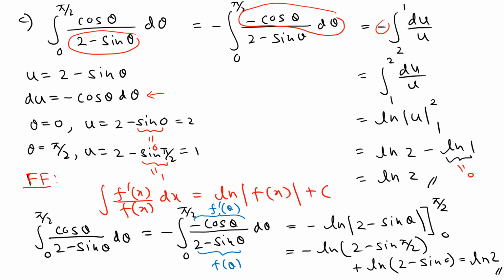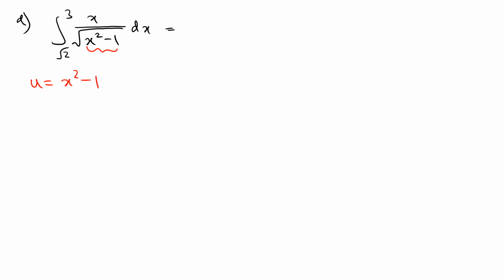So part D says 3 to square root 2 of x over the square root of x squared minus 1 dx. For this problem, I'm going to use the formula trick. You know how to use a substitution, so it's very clear what the substitution is. It is simply u equal to this part of the function, x squared minus 1. But I'm going to use the formula trick for this problem.